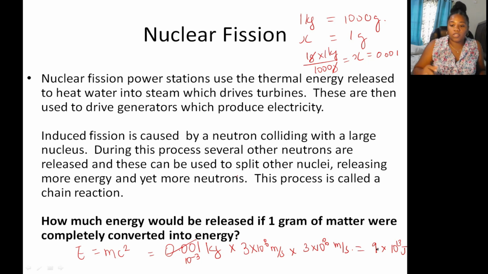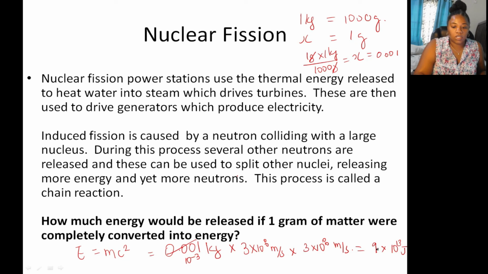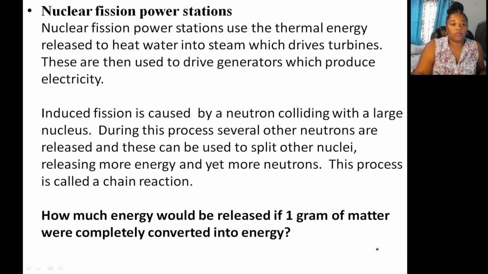Right, so 9 times 10 to the 13 joules, correct. So that's how much energy would be released if 1 gram of matter is completely converted into energy: 9 times 10 to the 13 joules of energy.